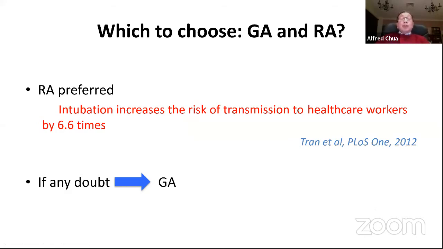Without a doubt, regional anesthesia is preferred over general anesthetic. Intubation alone, manipulating the airway, increased the risk of transmission to healthcare workers about 6.6 times during SARS. So in the same principle, we should avoid manipulating or dealing with the airway. So regional should be preferred. Then if you're not 100% confident whether regional or general anesthesia is appropriate for the patient, I personally would choose general anesthesia. If a regional case halfway through has to be converted into a general, it's very messy. You may as well do it properly right from the beginning. That's my opinion.